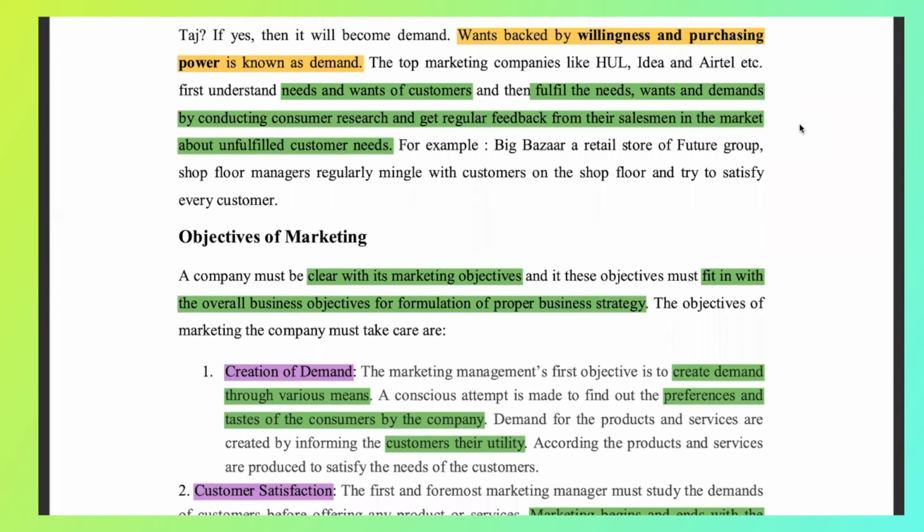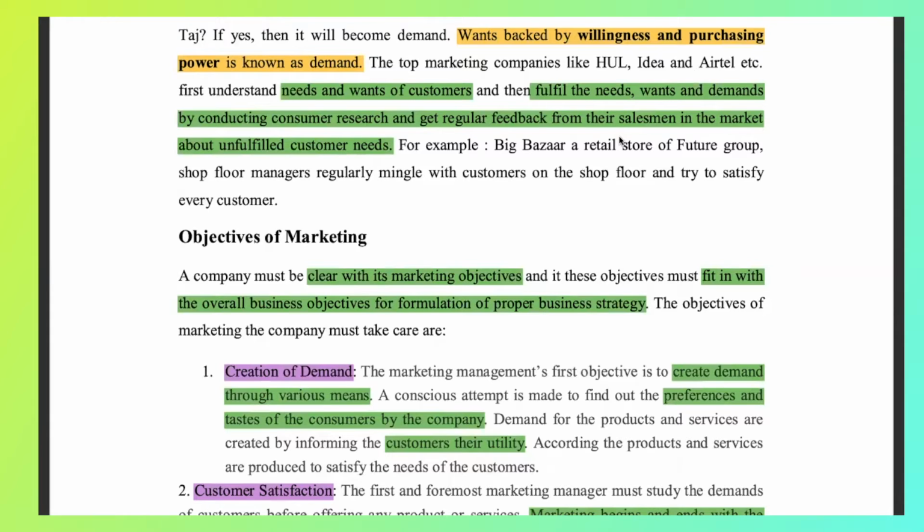So top marketing companies like HUL or Idea or Airtel first understand the needs and wants of customers, and then they fulfill the needs, wants, and demands by conducting consumer research. Means researching the consumers, finding out what they want, what they need, what their demands are. And then they can tell the producers or manufacturers that this is what your customers want. So then they will make the products, and marketers will do promotional activities and all other types of activities in order to make profits. They also get regular feedback from the salesman in the market about unfulfilled customer needs.